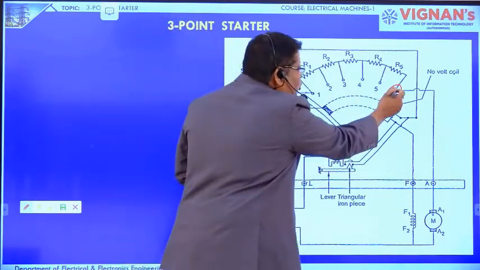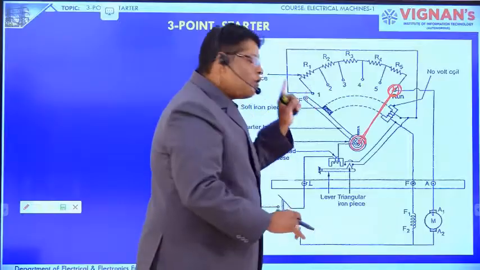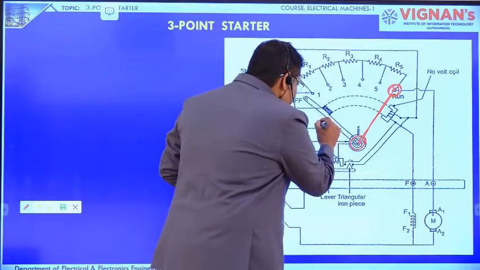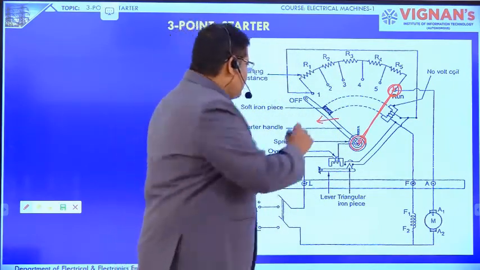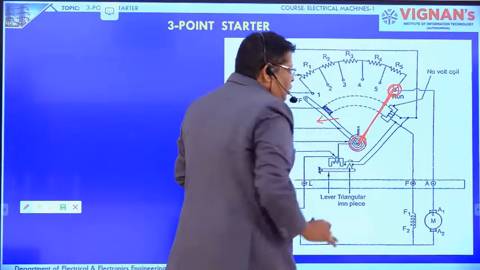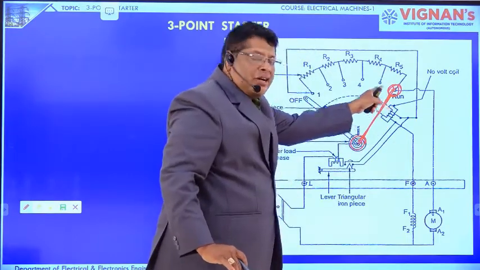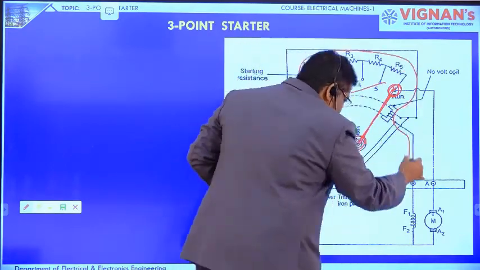When the handle is in position 6, one force is acting on the handle in this direction. Nothing but it tries to take it back at this position. Now we try to observe the circuit in this position. If we observe the circuit at this position, the field current will be flowing in this manner.